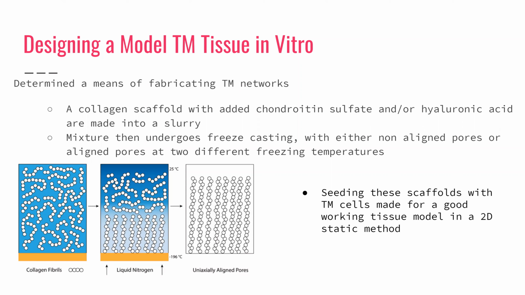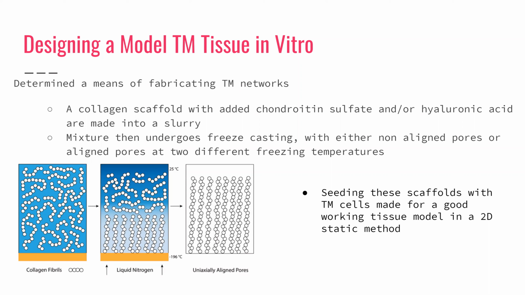This slurry was then put through freeze casting, where it was either flash frozen or done at -80 degrees. So either FF or -80 from here on. And then this was either with non-aligned pores or aligned pores, which was done through the presence of a metal plate at the base for aligned or not. And this allowed for different pore sizes and structural compositions.